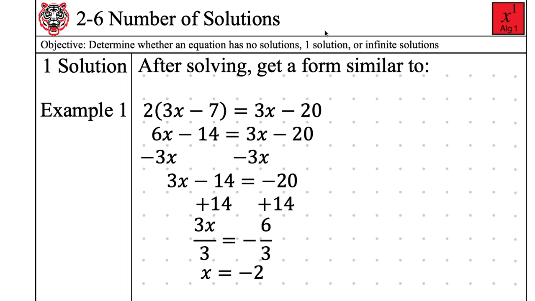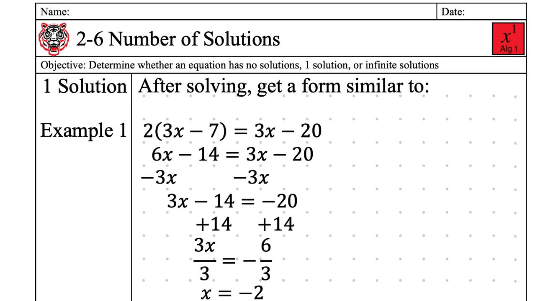So, we are back, Algebra 1. Today's date is Tuesday, September 24th, 2019. So there it is, 9/24/19. Number of solutions. Who wants to read the objective with quiet raised hand with their card?